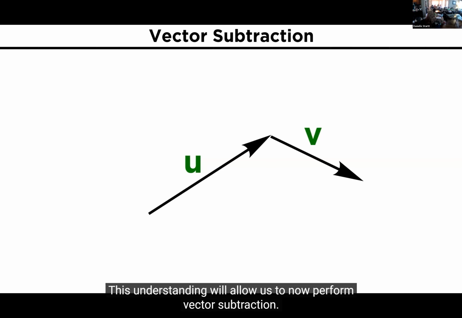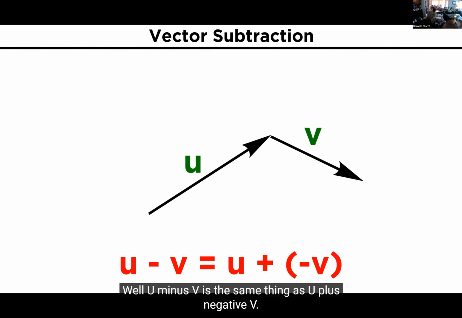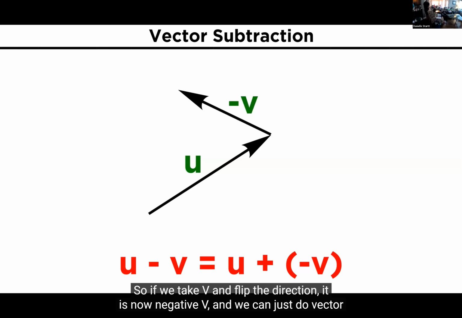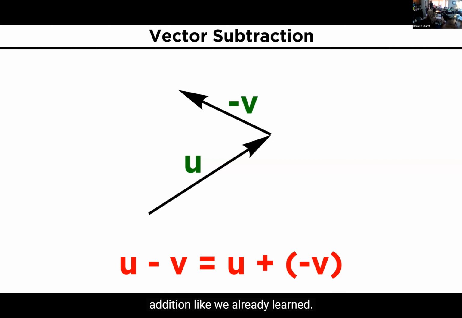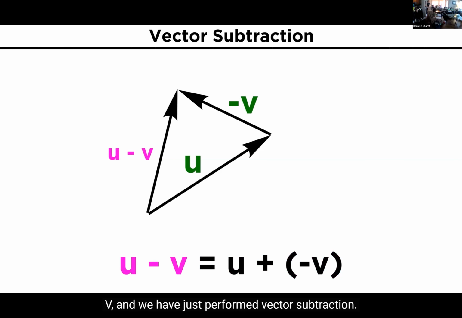This understanding will allow us to now perform vector subtraction. If we have two vectors, u and v, aligned as we did previously, how can we get u minus v? Well, u minus v is the same thing as u plus -v. So if we take v and flip the direction, it is now -v, and we can just do vector addition like we already learned. Completing the triangle with u and -v will give us u plus -v, or u minus v, and we have just performed vector subtraction.